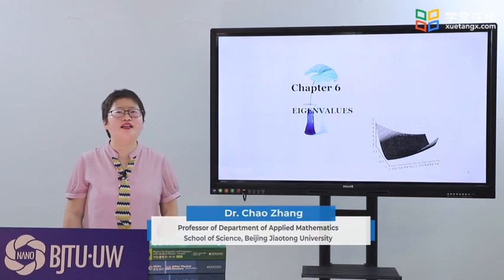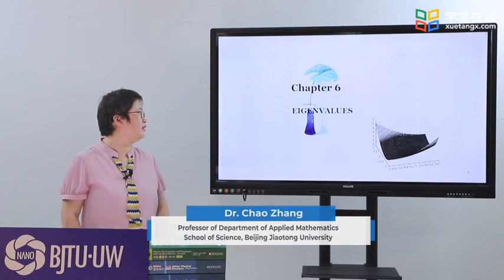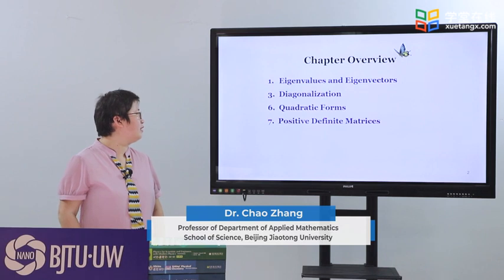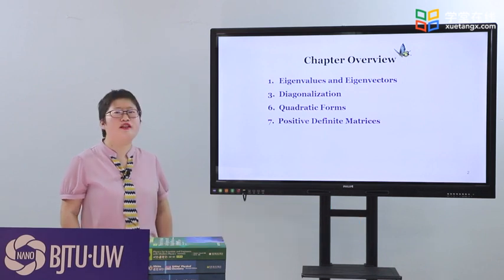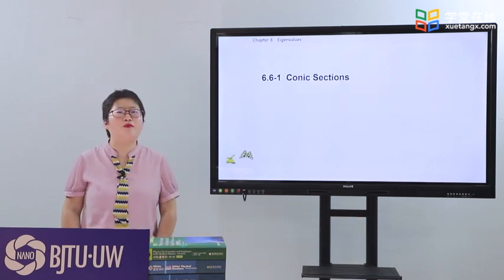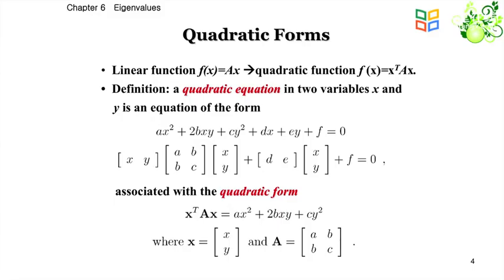We continue to learn Chapter 6, Eigenvalues. Section 6, Quadratic Forms. Part 1, Conic Sections. First, we learn about a quadratic form.